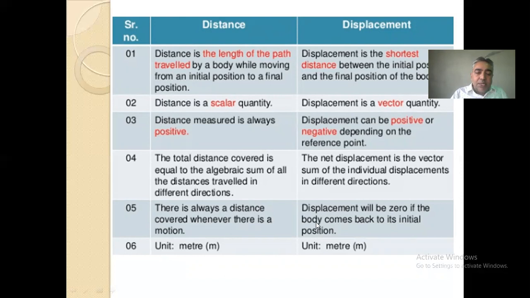There is always a distance covered wherever there is motion. Displacement will be zero if the body comes back to its initial position. The unit of both distance and displacement is meter.